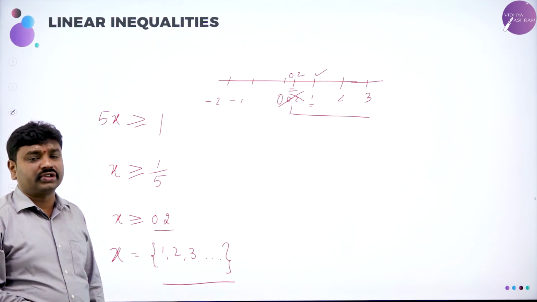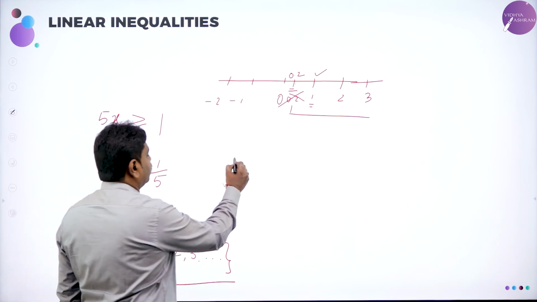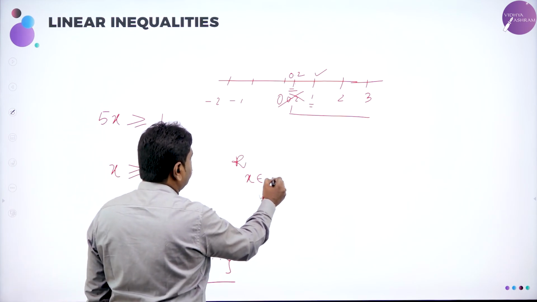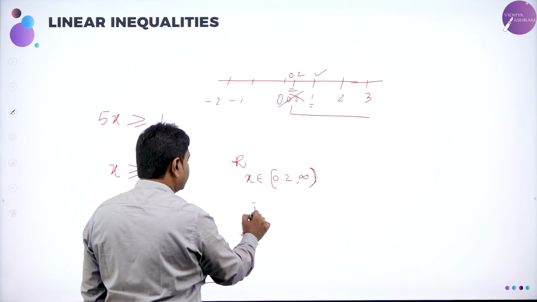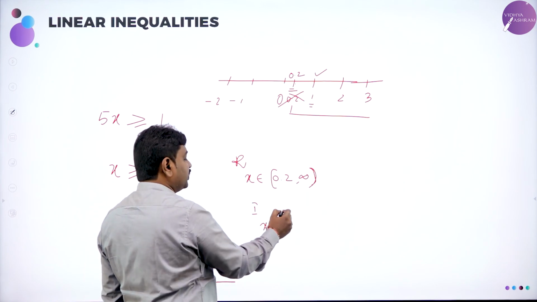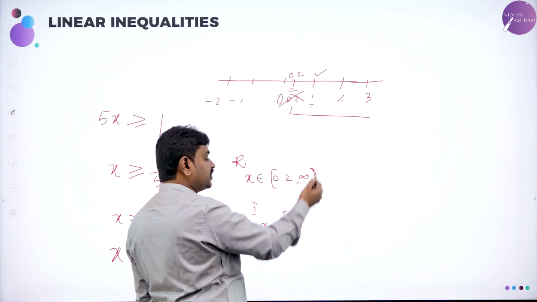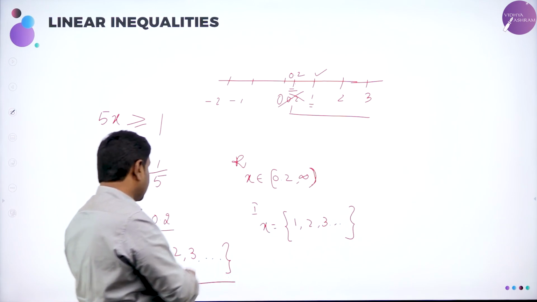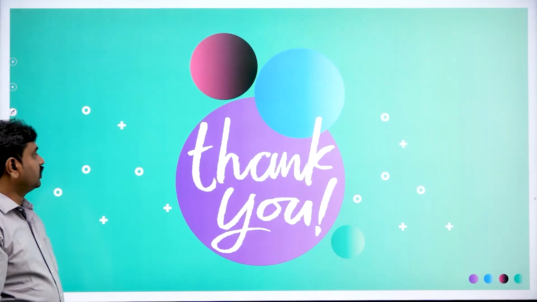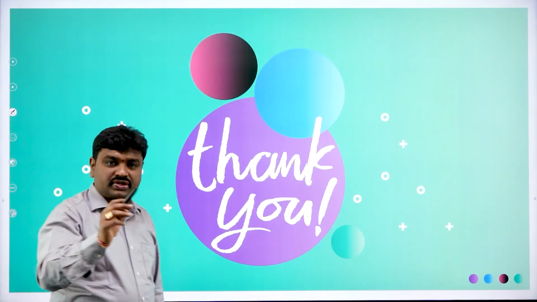Though 0.2 is a solution if it is a real number, so if it is a real number, I can write x belongs to 0.2 closed interval till infinity. But if it is an integer, I should start from the next integer, because 0.2 is not an integer. Take from the next integer. Next integer is 1, 2, 3 and so on. I hope all of you understood this.